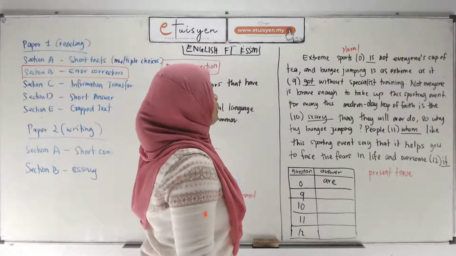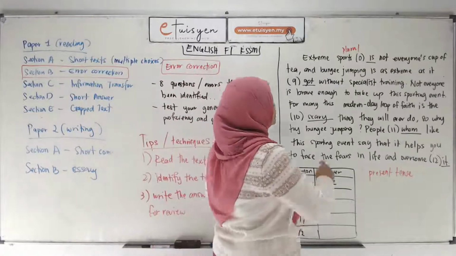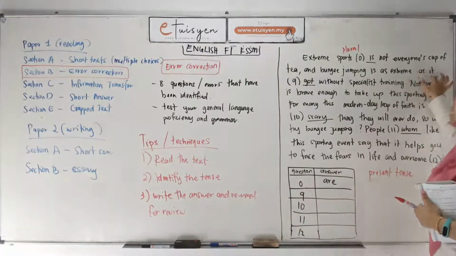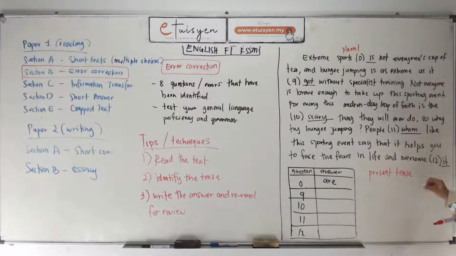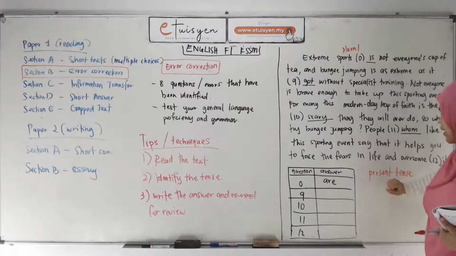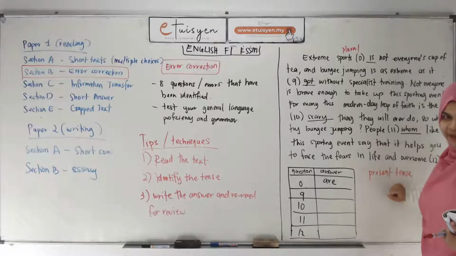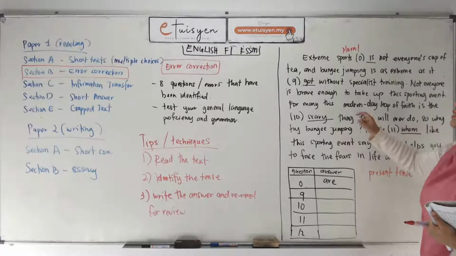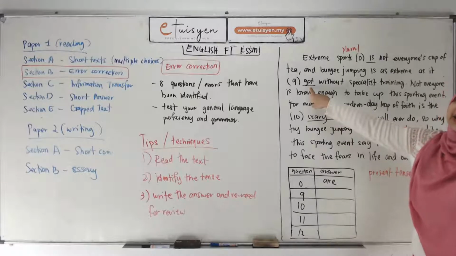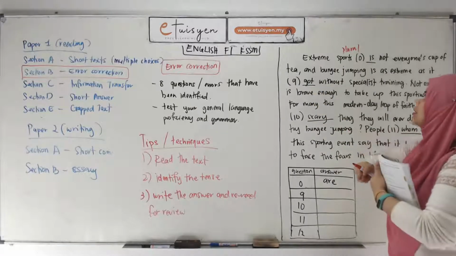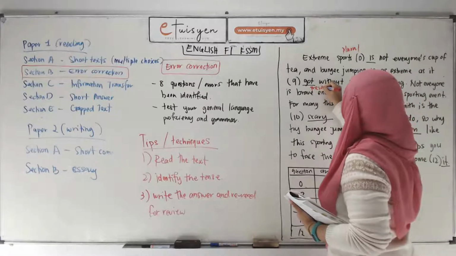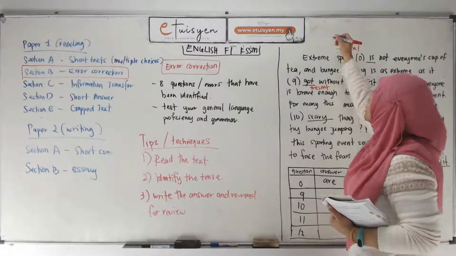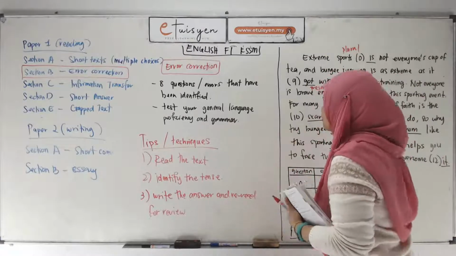Okay, now let's go through number 9. So everyone's cup of tea and bungee jumping is as extreme as it got without specialist training. Now here we have identify it is a present tense. Okay, the present tense. So here got is actually in past tense. So here kena tukar kepada present tense. Okay, got is past tense kat mana? Tulis kat sini.